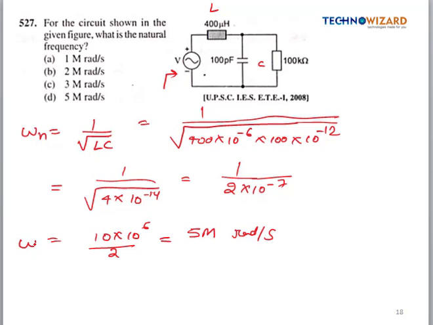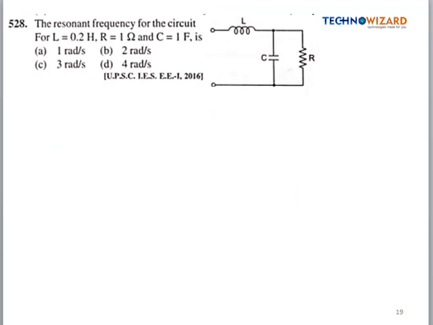Okay, this is omega into n, so option D is correct. Next question is, the resonant frequency for the circuit for L equal to 0.2 Henry, R equal to 1 ohm, and C equal to 1 farad is, so basically we have to calculate the resonating frequency omega.